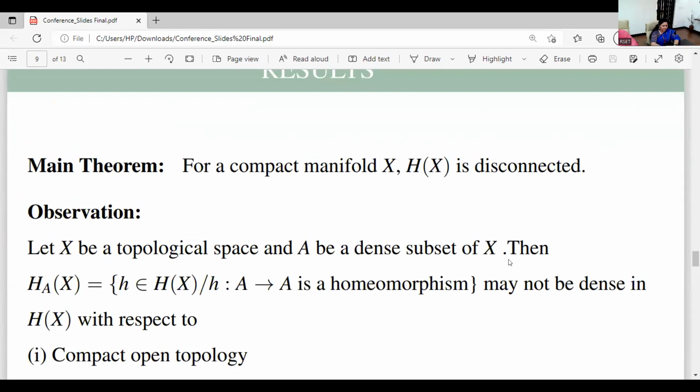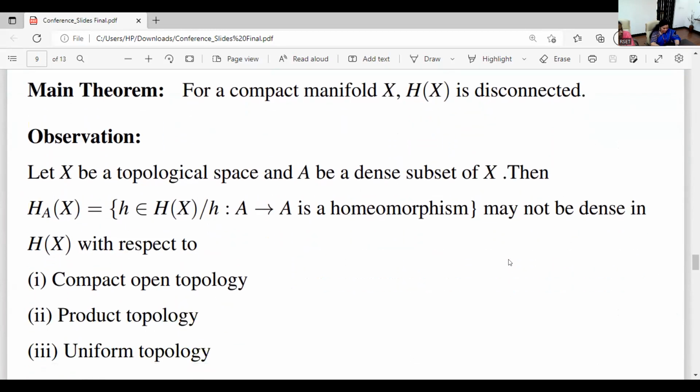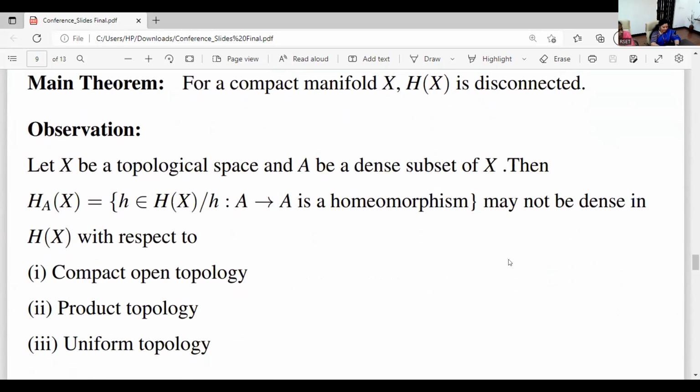In this observation, we have H of X constituting three different topologies, which are compact open topology, product topology, and the last one, uniform topology. What about box topology? Box topology also, I think it is true. That is, even with respect to box topology, this set won't be dense in H of X. I think I have a counterexample for that.